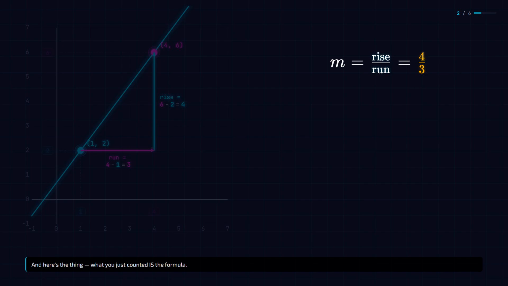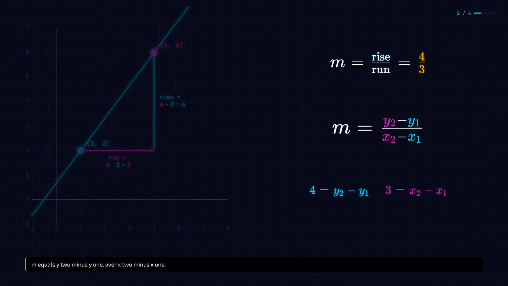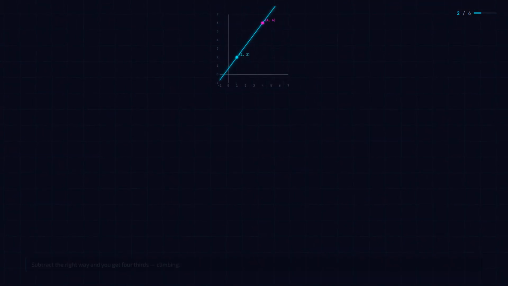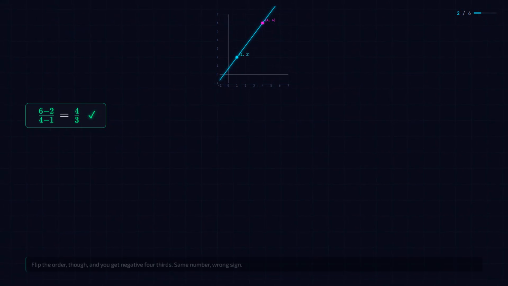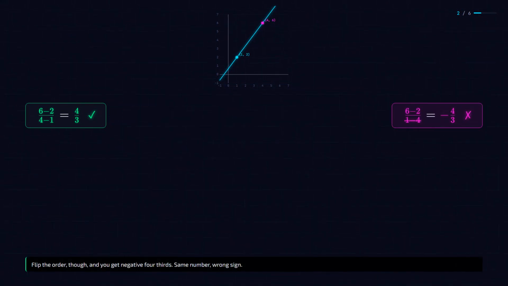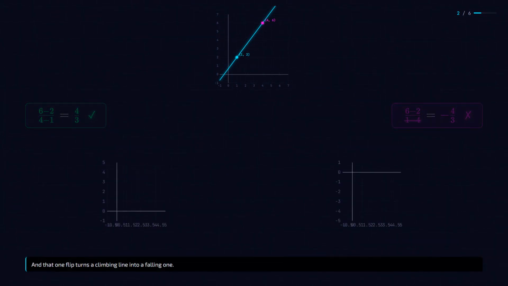What you just counted is the formula. M equals y2 minus y1 over x2 minus x1. But here's the easy mistake to make. Subtract the right way and you get 4/3, climbing. Flip the order though and you get negative 4/3. Same number, wrong sign. And that one flip turns a climbing line into a falling one.